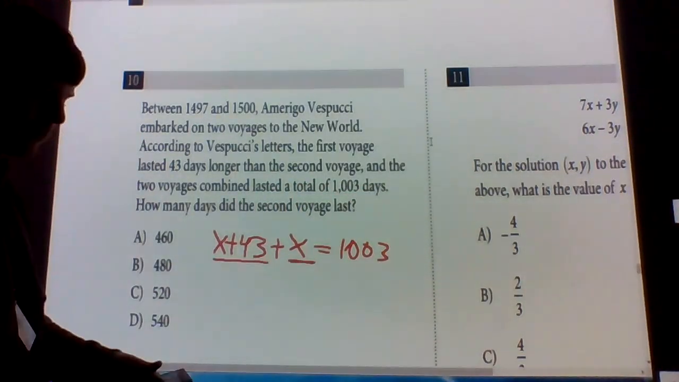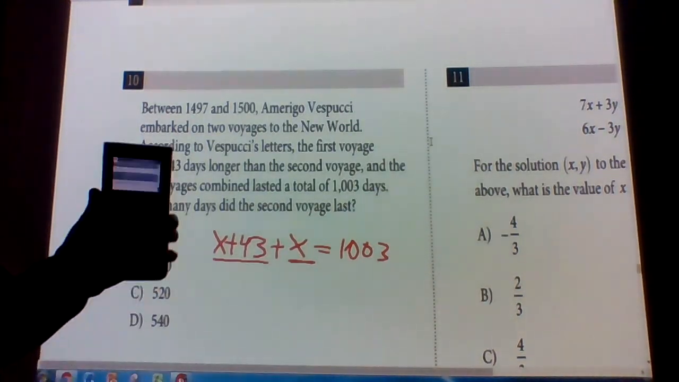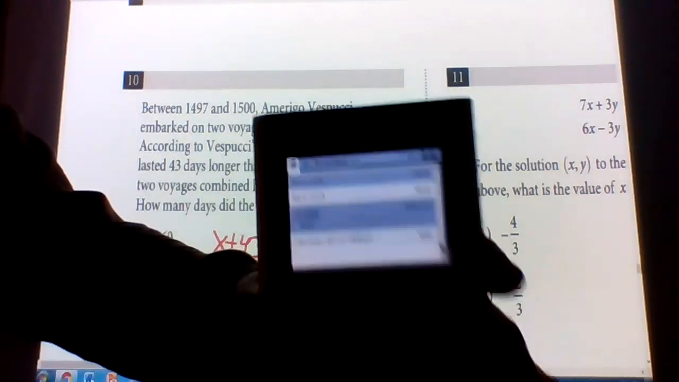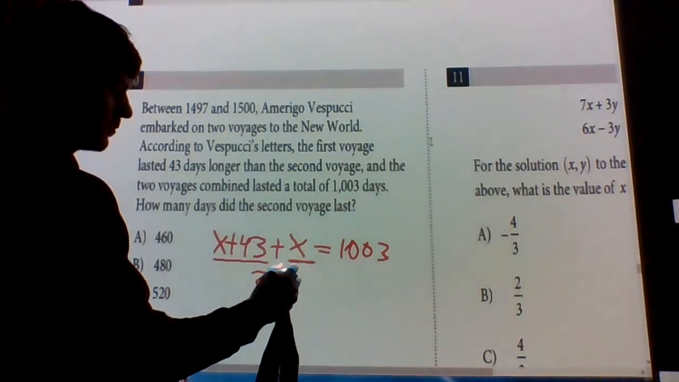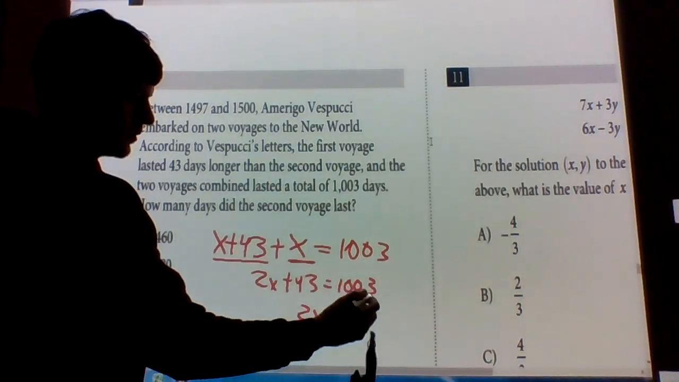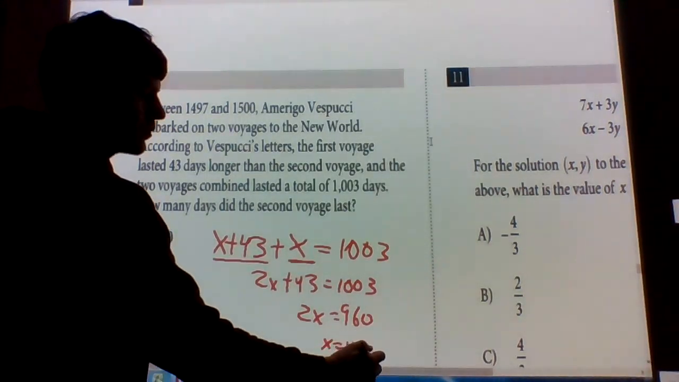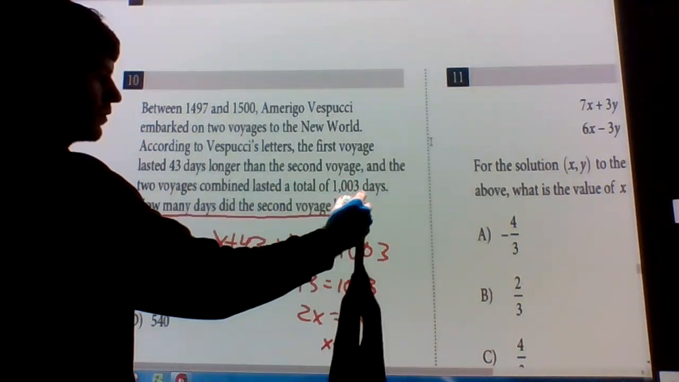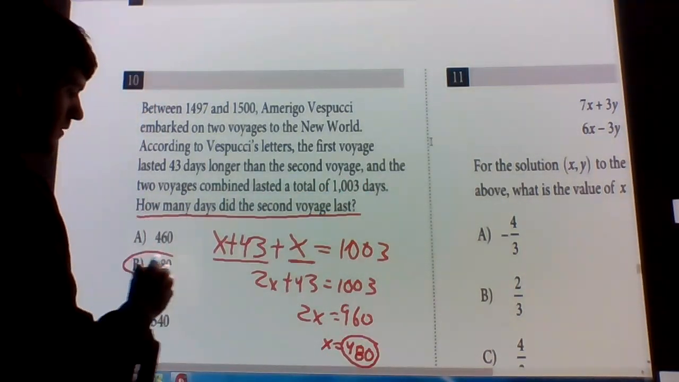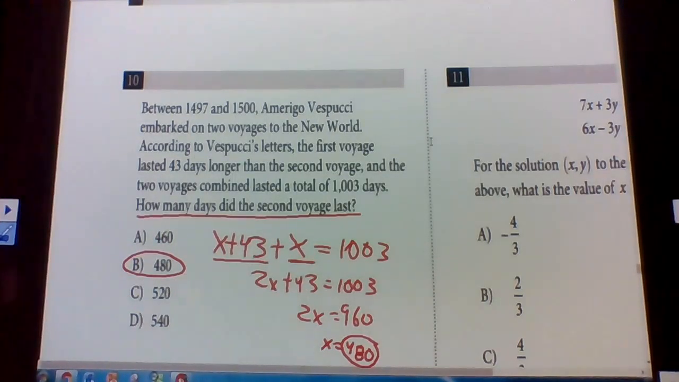So we solve this: X plus 43 plus X equals 1,003. Or we could do 2X plus 43 equals 1,003, then you have 2X equals 960, and then X is 480. But we don't want X, we want how many days the second voyage lasted. So that's just X. It's going to be B. The second voyage was 480, the first voyage was 523.